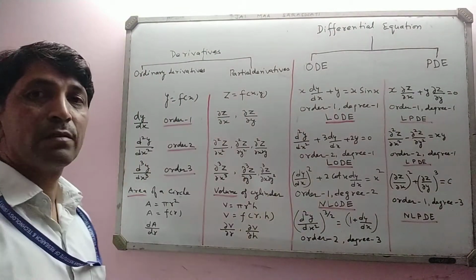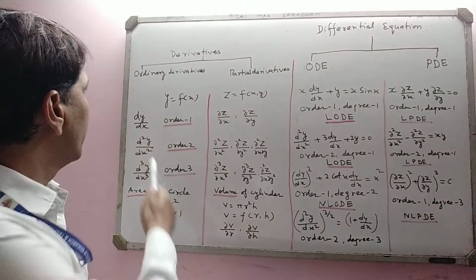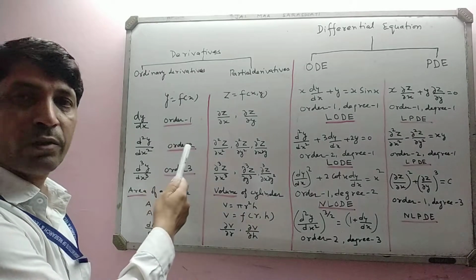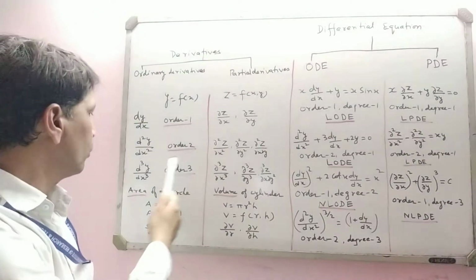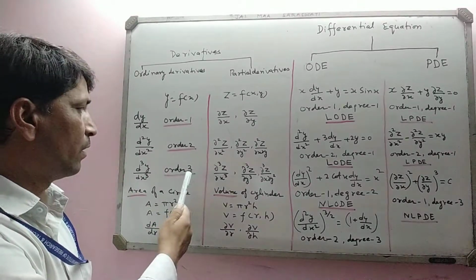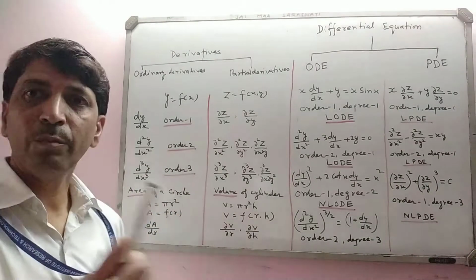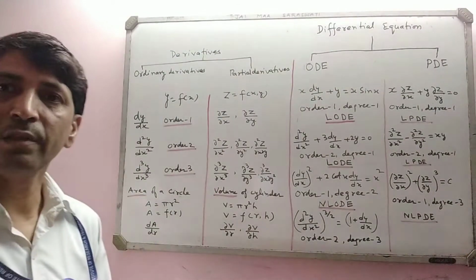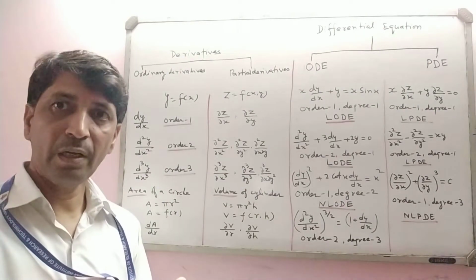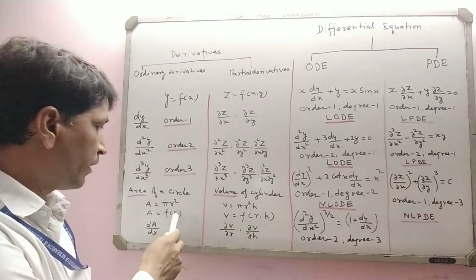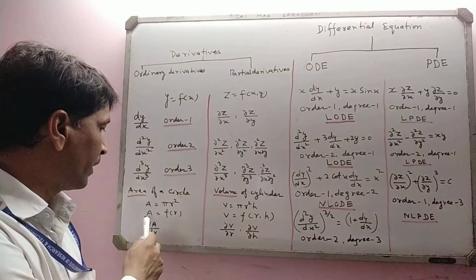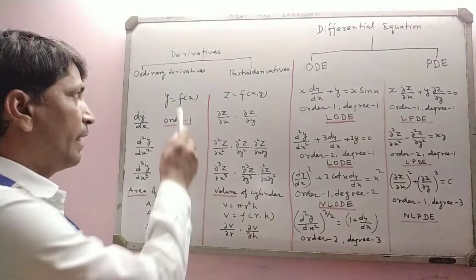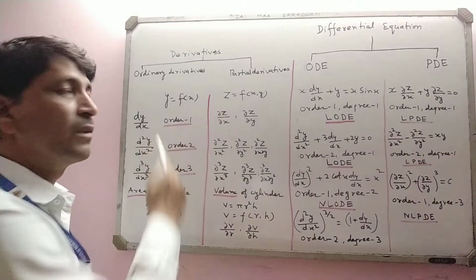If y is a function of x, then we find dy/dx, the ordinary derivative of order 1, d2y/dx2, the ordinary derivative of order 2, d3y/dx3, the ordinary derivative of order 3. For example, if we take the area of a circle, A equals pi r squared, here A is a function of r. r is called the independent variable, A is called the dependent variable. In this case, we find dA/dr. So y equals f(x), x is known as the independent variable, y is known as the dependent variable.